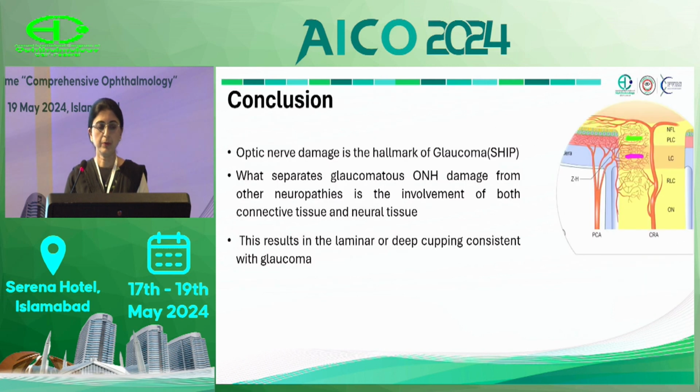So basically, just to sum up, glaucoma is a disease that causes loss of both nerve tissue and connective tissue, and it is a laminopathy. Thank you very much.